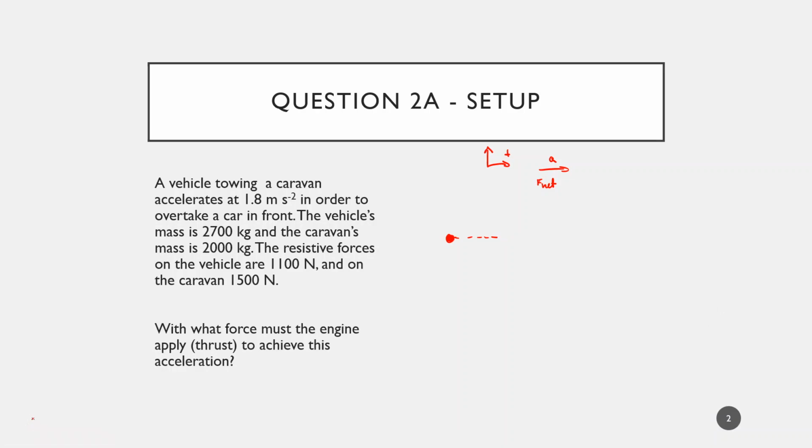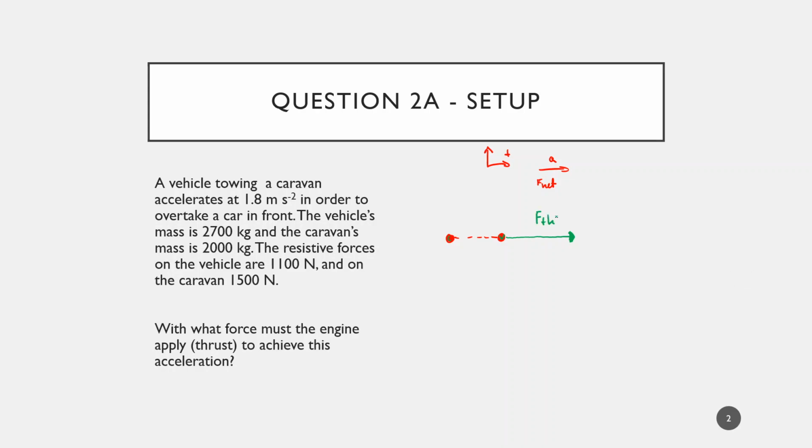Okay, so that's the vehicle, that's the caravan, and we're saying that the vehicle must be providing some thrust force. The engine is pushing this car and the caravan towards the right with some force. We'll call this FTH for the thrust.